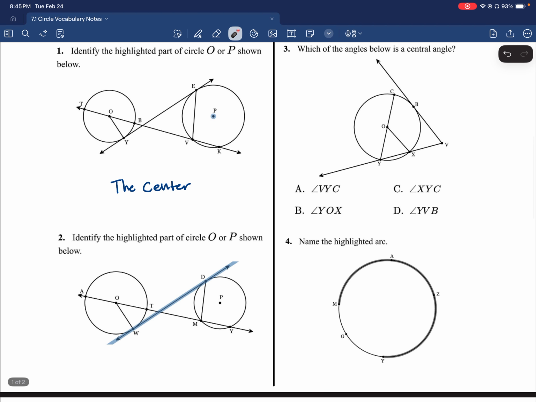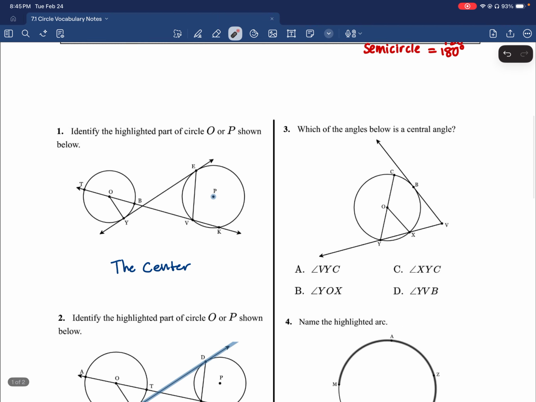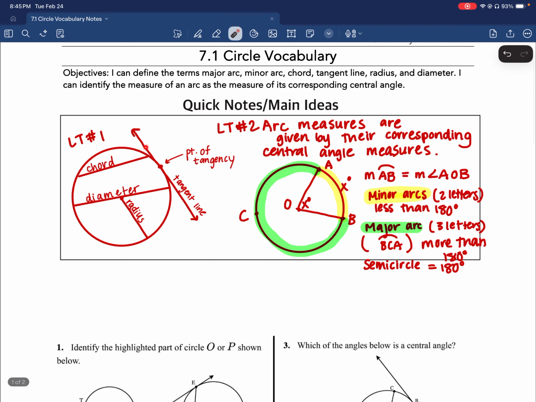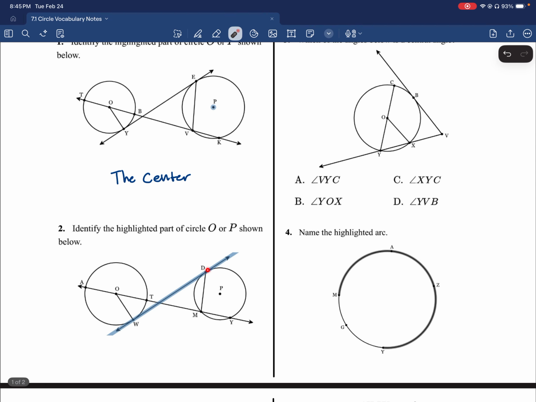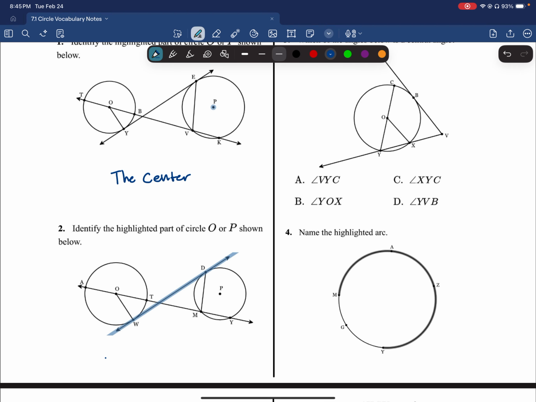Okay, let's go down to question 2. Identify the highlighted part. So this line is what's highlighted, and it wants to know what this line is called. This is on my quick notes. It's a line that only touches the circle at one point, right? It touches this circle here at one point, and it touches this circle here at one point. So this is what we call a tangent line. And that's my answer.